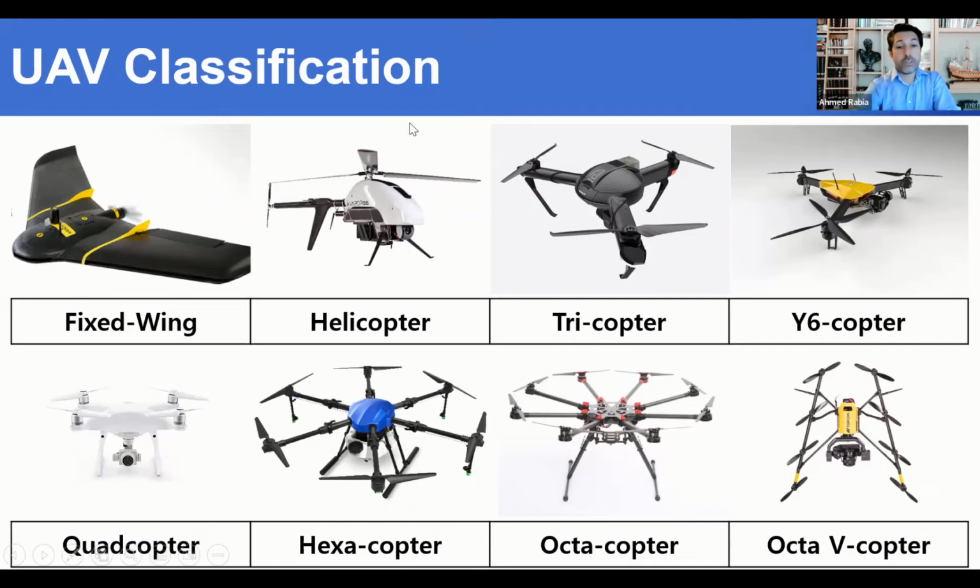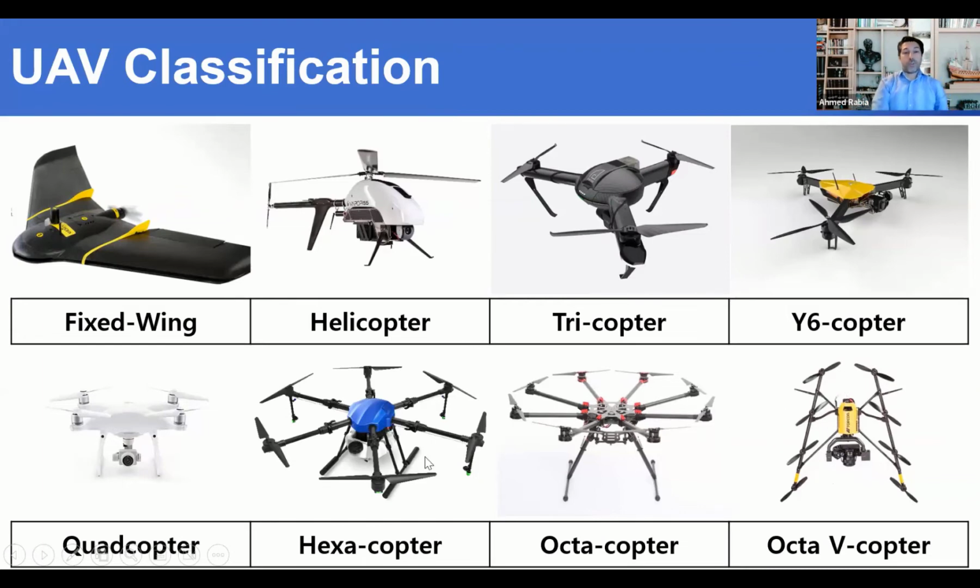Then, starting with the helicopter, the tricopter, the helicopter, of course, has one motor. The tricopter has 3 motors. Y6 copter has 3 motors with 6 rotors. And of course, the common one is a quadcopter. This is a common shape of the drones or UAVs with 4 motors. The hexacopter with 6 motors. Also, this one is common in the agriculture sector. The octacopter with 8 motors, and here octa V is 8 motors, but with a shape of V.